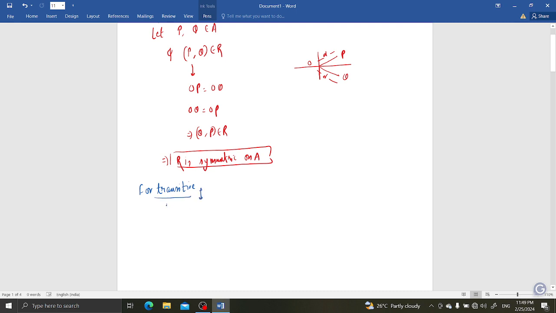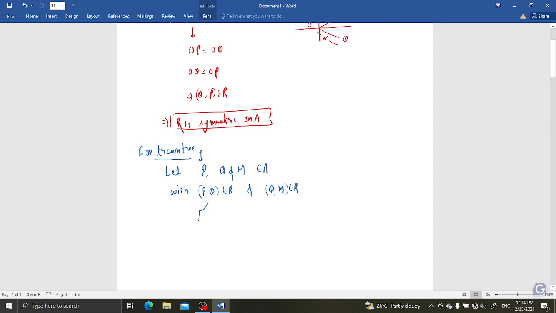For transitive, what do we have? Let, what can we assume? P, Q, M belong to set A. It means that P, Q and M are all three points in the Cartesian plane or xy plane. What do we need to assume also? P comma Q belongs to R and Q comma M also belongs to R.